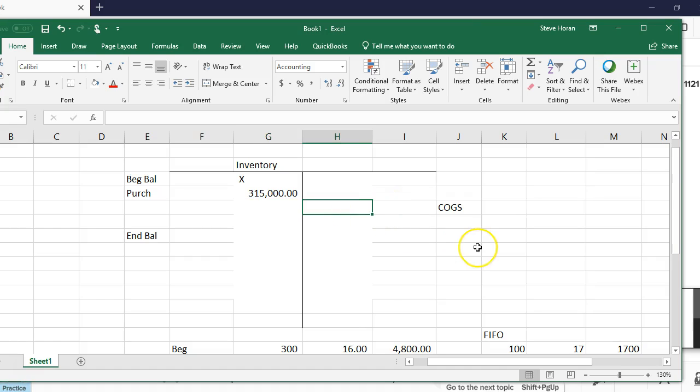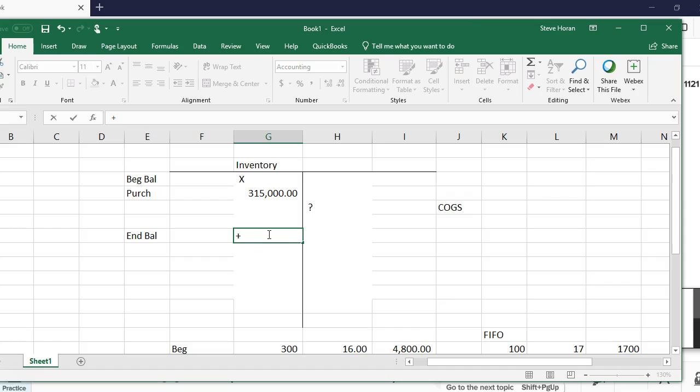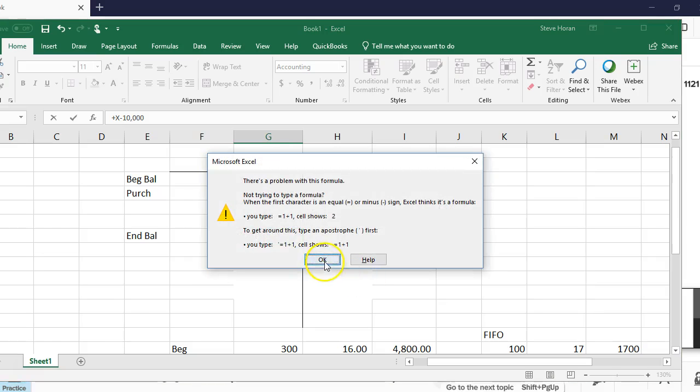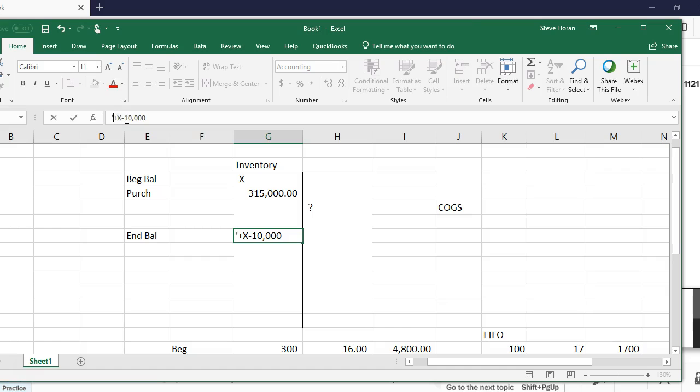And we need to solve for the cost of goods sold. That's really what the question is about. And then ending inventory, it's basically plus X minus $10,000. Well, I didn't format that quite correctly. There we go. So it's basically X minus $10,000. And I should actually just take the plus sign out of there. So X minus 10,000. Okay. All I know for sure is that inventory decreased by $10,000. And so the question then is, what is the cost of goods sold?